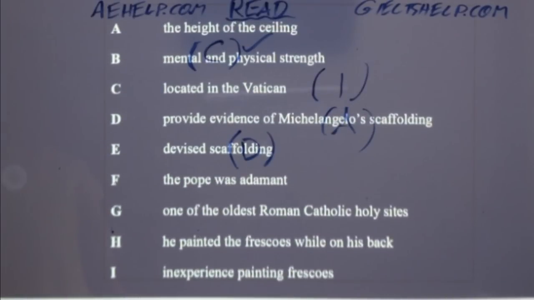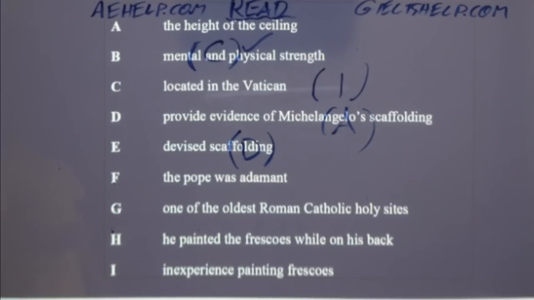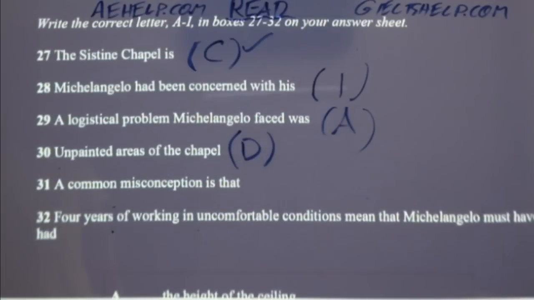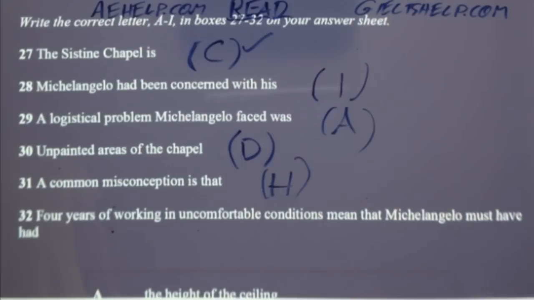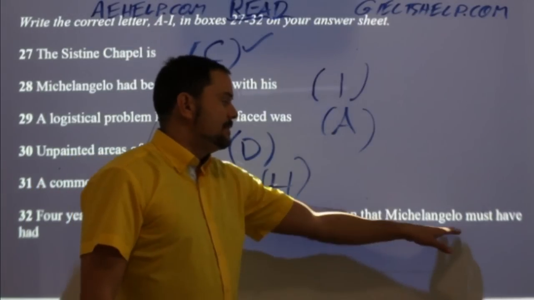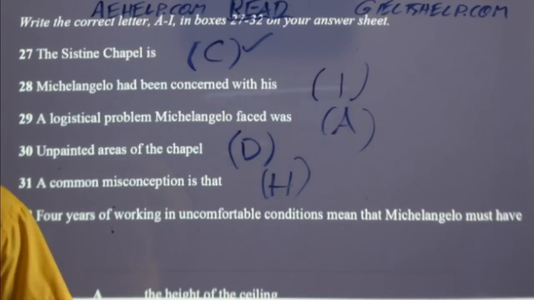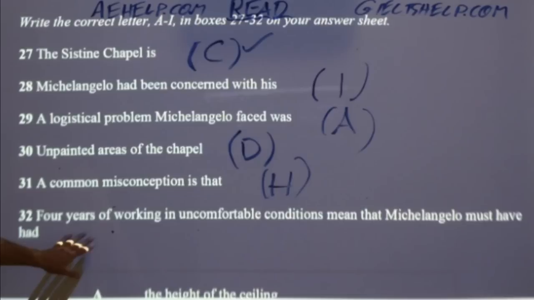Which one is the correct answer? Correct answer is, Timur Ifran says H. Regina agrees that he painted the frescoes while on his back. Yes, I agree. So a common misconception is that he painted frescoes while on his back. Last one here. 4 years of working in uncomfortable conditions meant that Michelangelo must have had what? How would you finish that last one? Regina says must have had physical strain. Problems with his neck. Yeah, definitely.